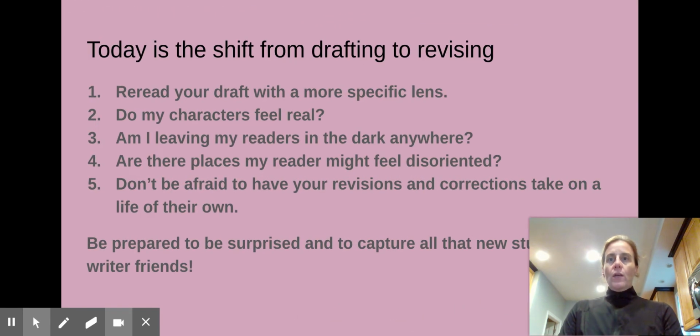Okay, so today is that shift from drafting to revising, and a couple of you have talked to me about this because you do see this as a more intertwined process. Students have been like, well, can I just draft while I edit, and vice versa? But we've had these discussions, so I am listening.